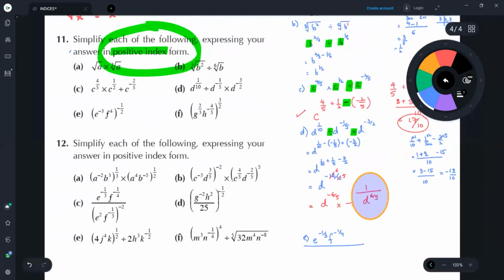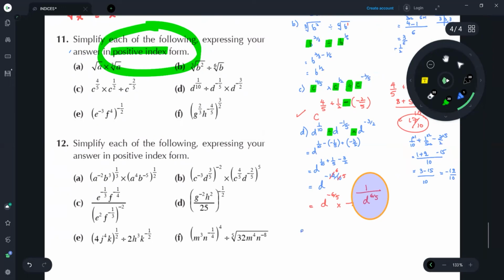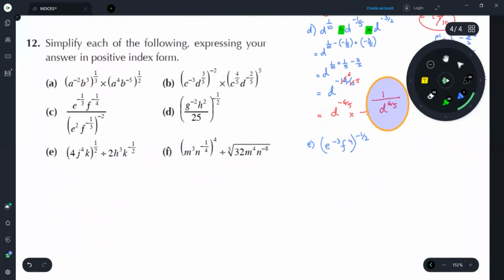We were on part D. Sorry, this is question number 11 part D. You'll have to do part E, part F yourself. I'm doing part E for you. It's e to the power minus 3 in bracket, then f to the power 4, whole thing to the power minus 1 over 2. Now, all of you are going to pay attention.